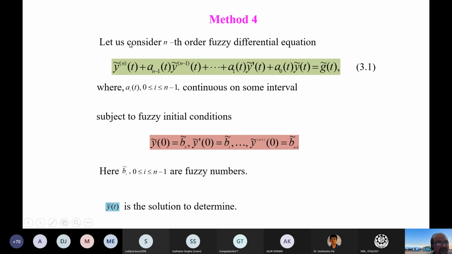First define this, meaning understand these letters first. Fuzzy differential equation. Any differential equation, nth order ordinary differential equation, I can define by this equation.